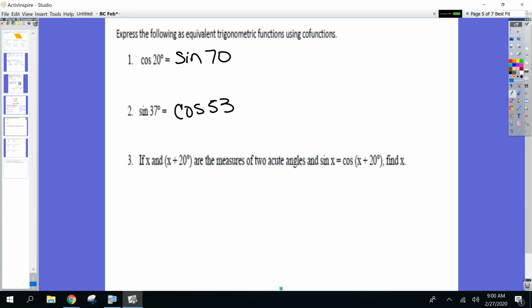Okay, everyone good with that? That's pretty easy, right? All right, well, let's keep going here. Where else could I use this relationship? I got x and x plus 20. Those are 2 acute angles. And look what I'm writing right here. Sine of x is equal to cosine of x plus 20. What's x have to be?